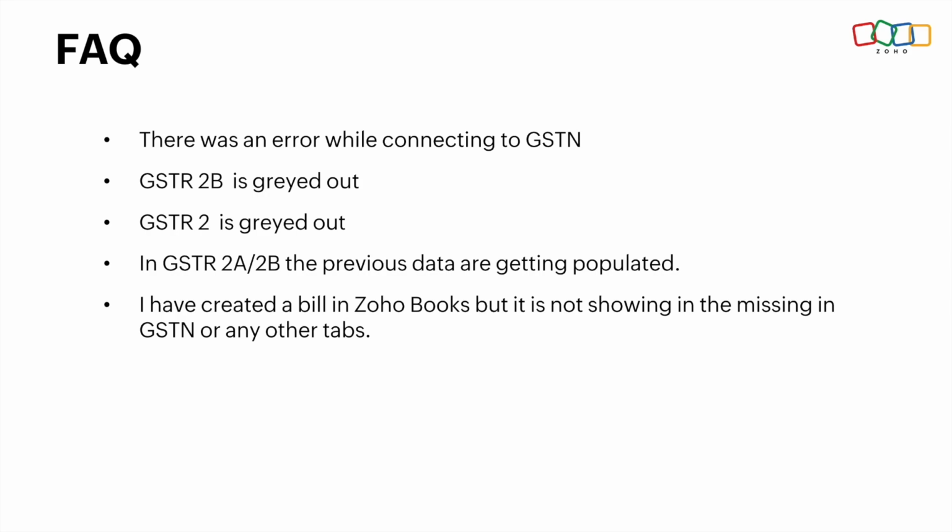If there is a mismatch in your vendor GST number or the bill number or the bill date, it will either be listed as missing in Zoho Books or missing in GSTN. If all these match and there is a value mismatch, that is in the taxable amount or tax amount, it will be listed under partially matched. So always make sure to check these 5 criteria so that the transactions are listed correctly.